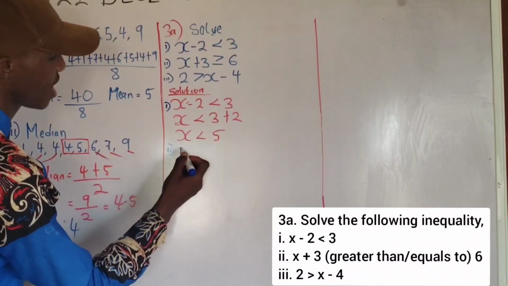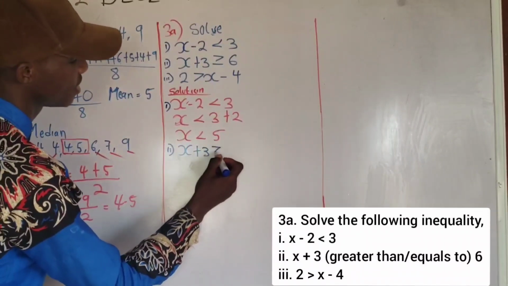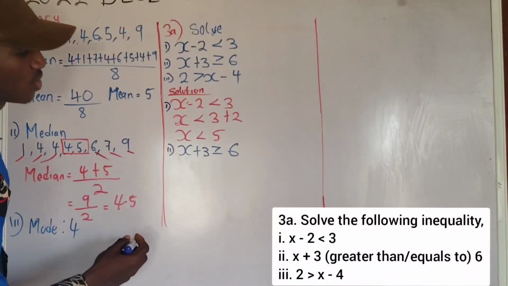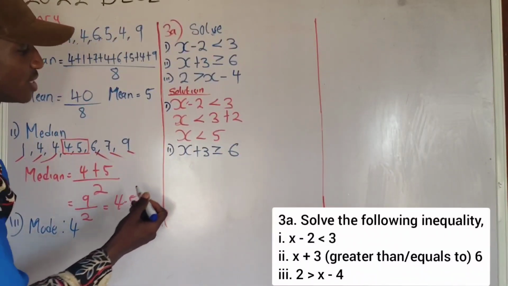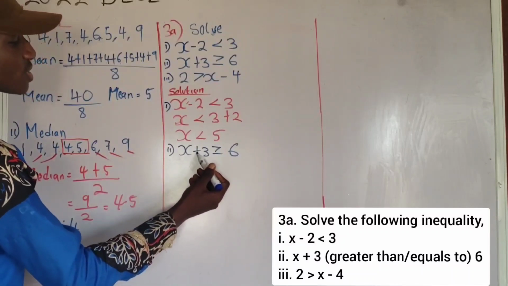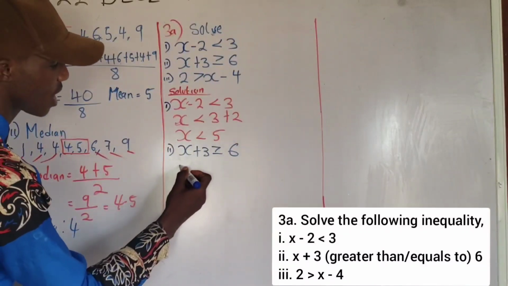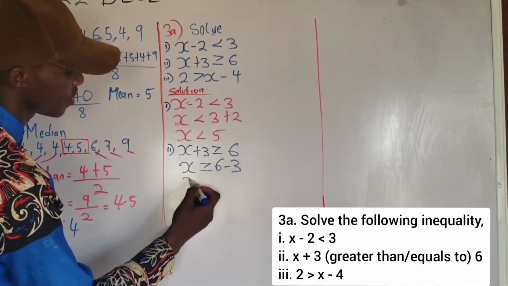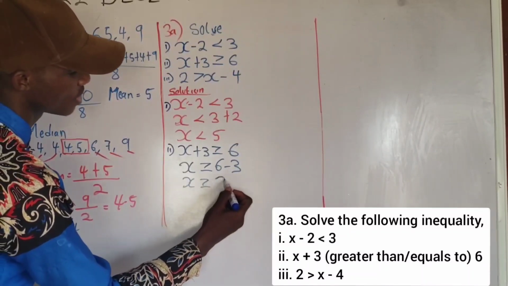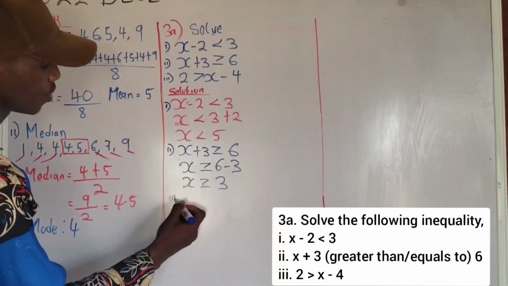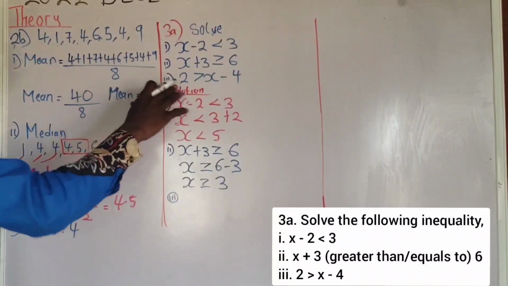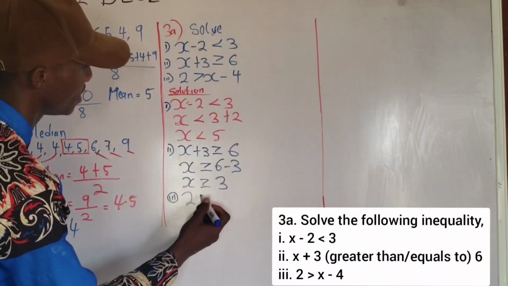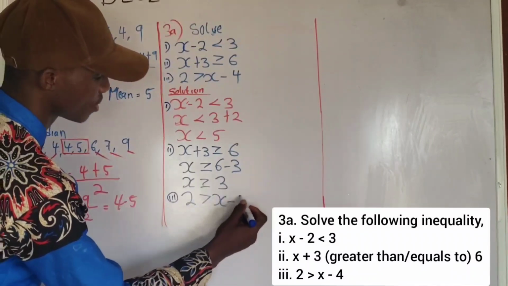For Roman figure 2, we have x plus 3 is greater than or equal to 6. Now pay attention. We are still going to go the same way. All you have to do is collect like terms by taking this plus 3 to the other side of the equation. So I'm going to have x is greater than or equal to 6 minus 3. So x is greater than or equal to 3. Let's proceed to the third question, which is 2 is greater than x minus 4.